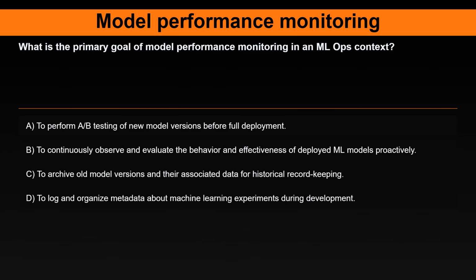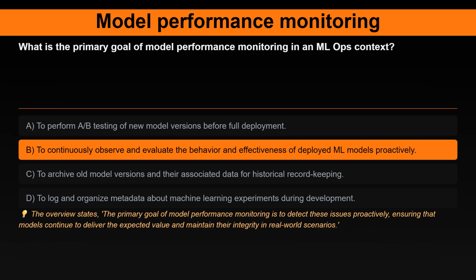Question 21. What is the primary goal of model performance monitoring in an MLOps context? Option A, to perform A/B testing of new model versions before full deployment. Option B, to continuously observe and evaluate the behavior and effectiveness of deployed ML models proactively. Option C, to archive old model versions and their associated data for historical record keeping. Option D, to log and organize metadata about machine learning experiments during development.